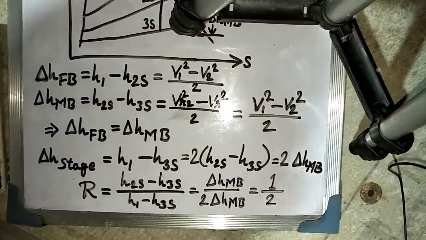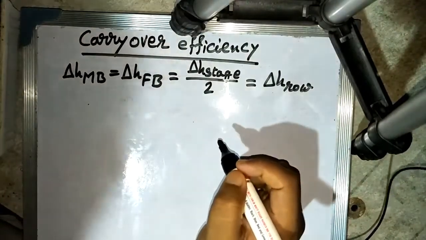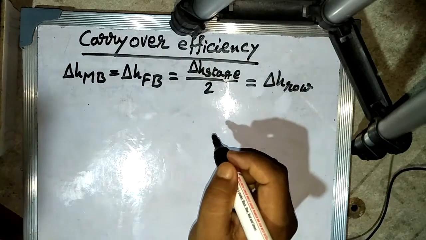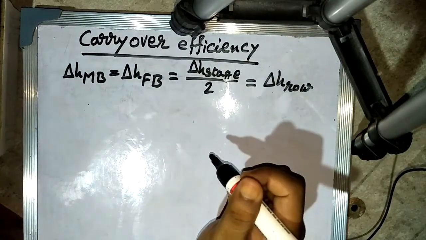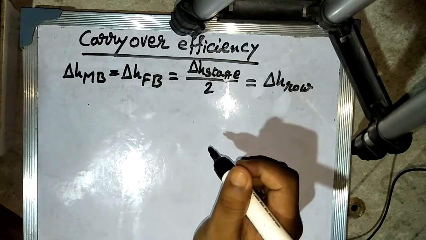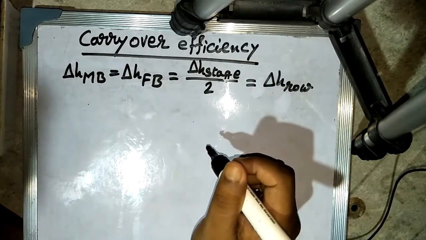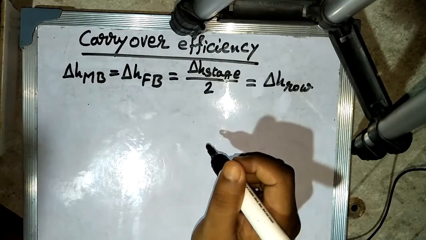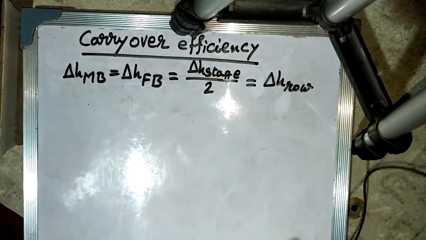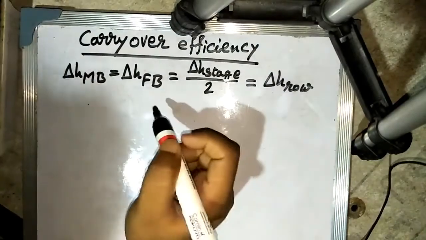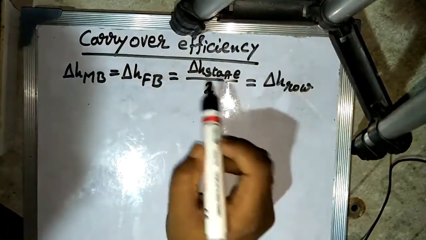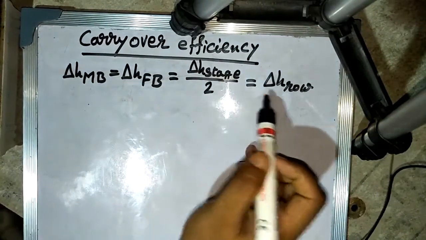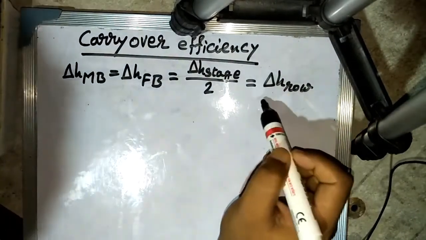Okay, so let's talk about the carryover efficiency. For symmetrical staging, in case of a 50% reaction turbine, the isentropic enthalpy drop across the stage is evenly distributed between the stationary and moving blades. As you can see, the enthalpy drop in the moving blade equals the fixed blade, which equals the stage enthalpy drop by 2, the row enthalpy drop.